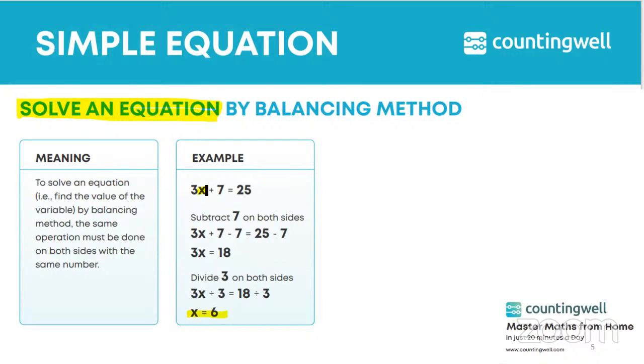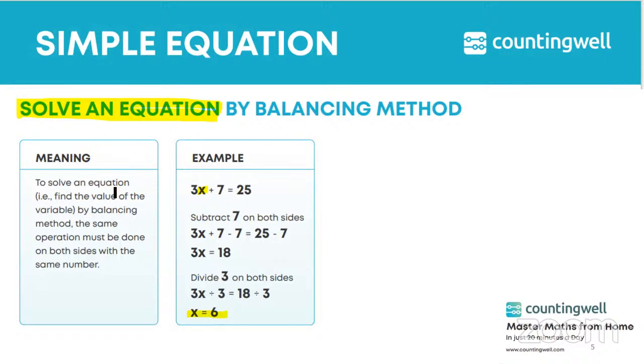For example, here you can see if you substitute x equals to 6 in LHS, you will get 3 into 6, which is 18. And 18 plus 7 is 25. That's why we say x equals to 6 is the solution of the equation 3x plus 7 equals to 25.